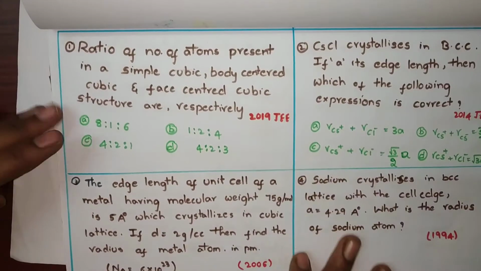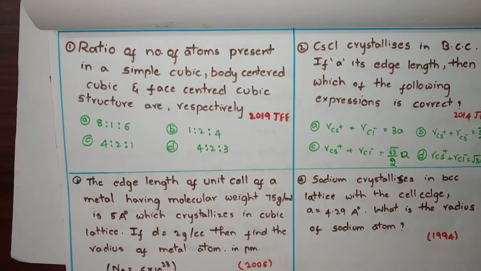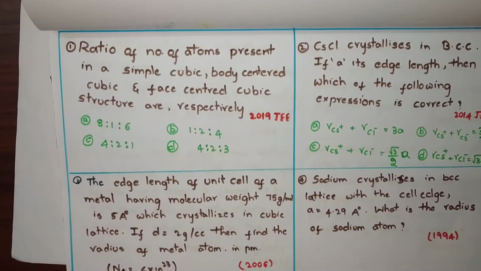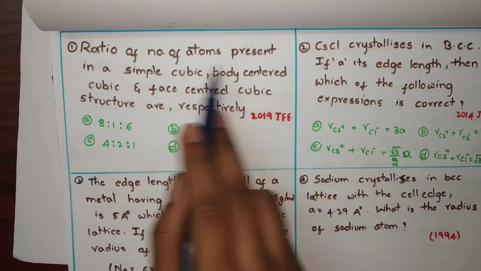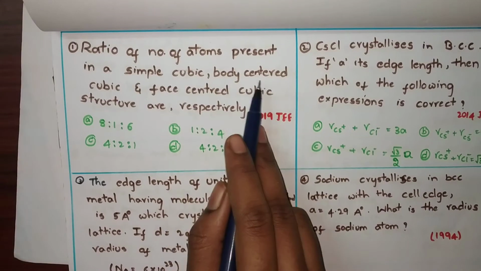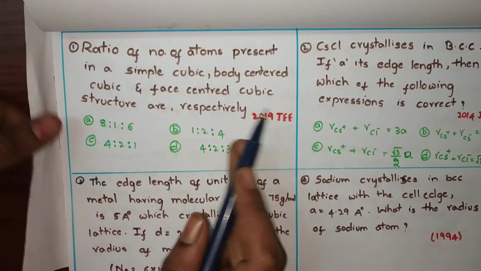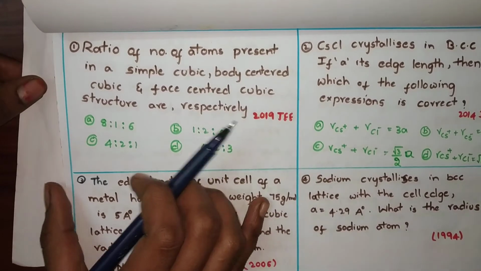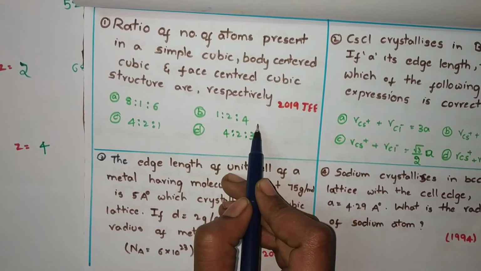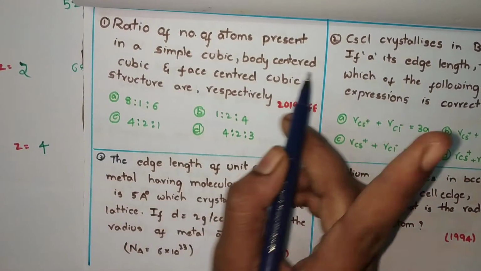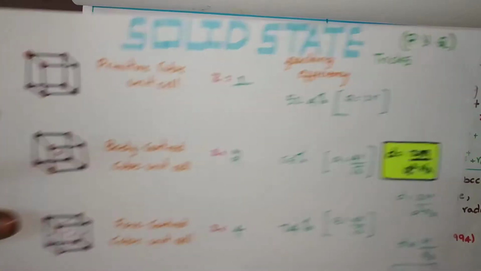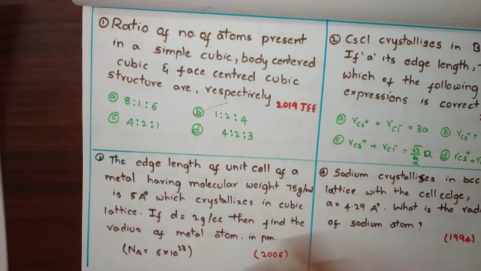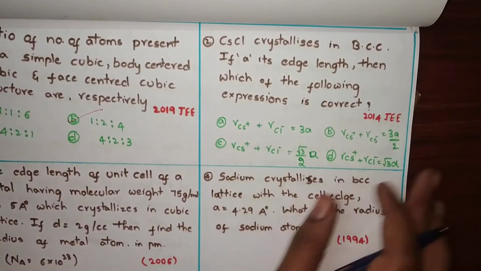See, here is the first question, JEE 2019. Here we are asked the ratio of the number of atoms present in simple cubic, BCC, FCC. Number of atoms Z is 1:2:4. I know this. Simple cube 1, BCC 2, FCC 4. So 1:2:4 is the desired answer.